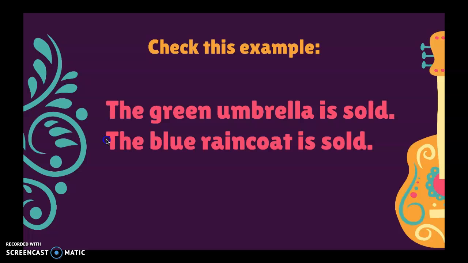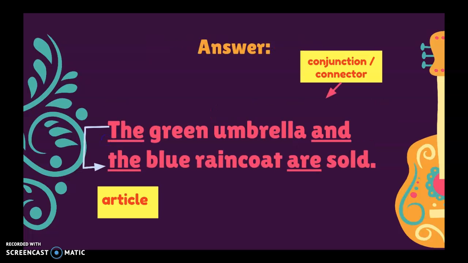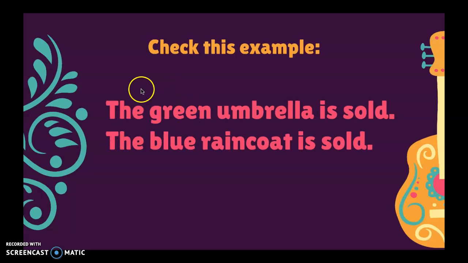Yes, you are going to use the connector "and" because the ideas that they want to emphasize here are the same. So how are we going to connect that? Try to think before I reveal the answer. Well done. So the green umbrella and the blue raincoat are sold. If you look back to the first example here, there are words that are repeated, and that is the word "the". These are called articles, and then "is sold" is also being repeated here, the verb.